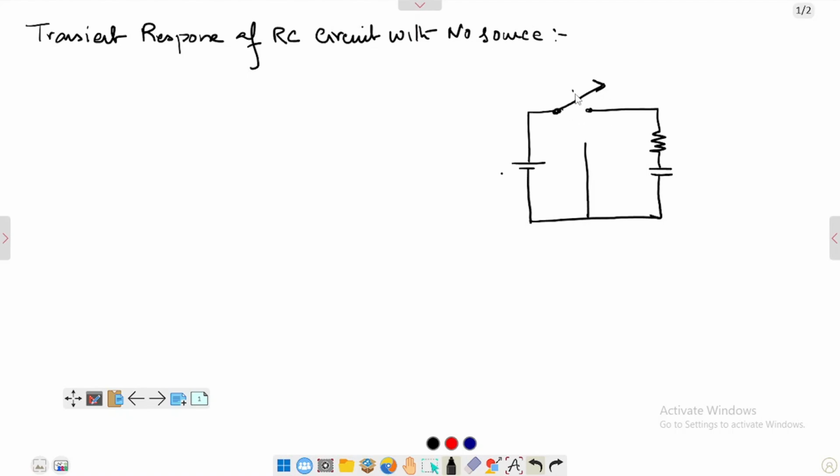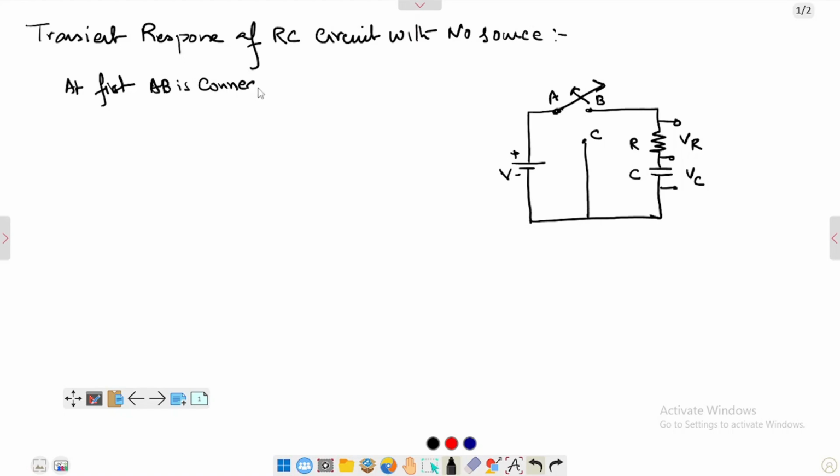This is my switch, and I will name the terminals A, B and C. This is the voltage which I'm applying here, this is my resistance R, and this is my capacitance C. This is the voltage across the resistance, and this is the voltage across the capacitance. Now, at first we will connect A and B. So at first, A and B is connected.